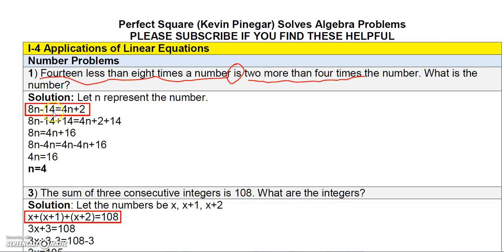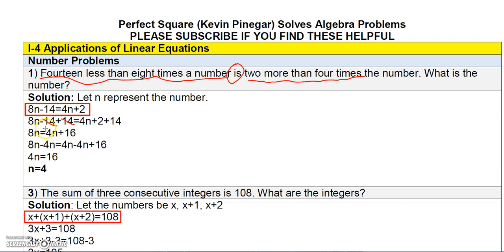Now, the first thing I'm going to do is get all the numbers to the right. The way I'm going to do that is I'm going to add 14 to the left so that it'll cancel the negative 14. And then I also must add 14 to the right. And when I do that, I get 2 plus 14, which is 16. So I'll bring down the 4n, and then bring down the 16, so I get 4n plus 16. And then on the left, all I had left was the 8n.